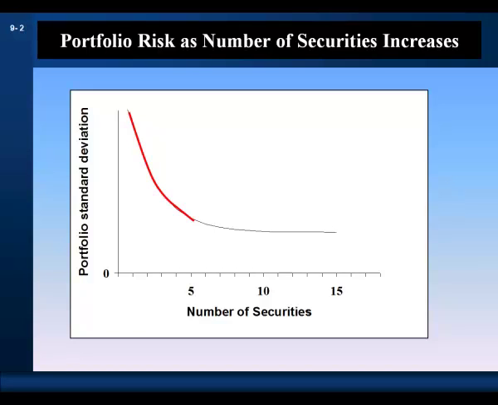Initially, adding securities to the portfolio results in a large decrease in risk. But there are rapidly diminishing returns. As more securities are added to the portfolio, the marginal decrease in standard deviation from adding an additional security gets smaller and smaller, until a point is reached where there's no further reduction in risk from adding additional securities. This point is reached with as few as 12 randomly selected securities. This implies that there are two types of risk: that risk that can be diversified away and that risk that can't be diversified away.